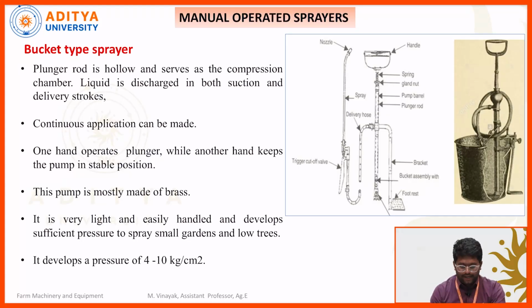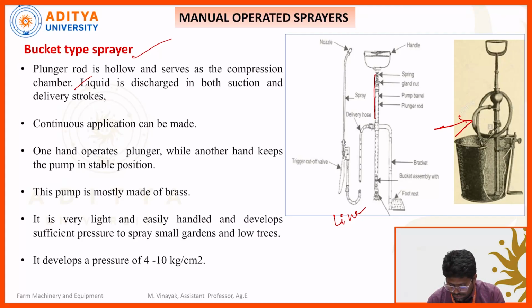First one is the bucket operated sprayer. This one is the line diagram of the bucket operated sprayer. Here you can see the plunger rod is hollow and serves as a compression chamber. This is the plunger rod, and it acts as a compression chamber. Liquid is discharged in both the suction and delivery strokes.